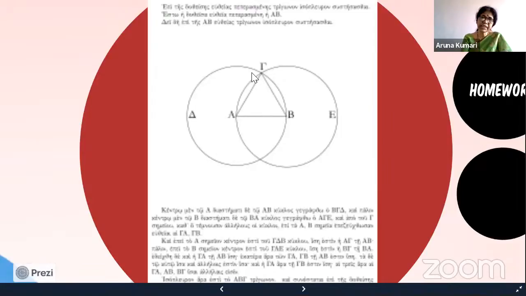If a measurement is given, we can take the measurement. If no measurement is given, even then we can draw an equilateral triangle by drawing these two equal circles.